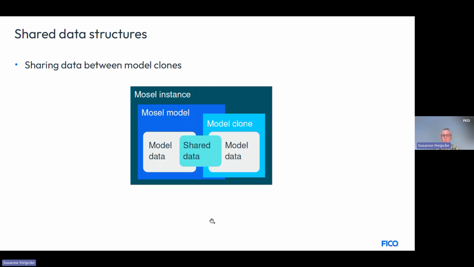But if I'm running on a single instance with cloned models, we actually can have shared data that is a single copy. A single copy lives in a model and in its clone at the same time, and they actually use the same data here.